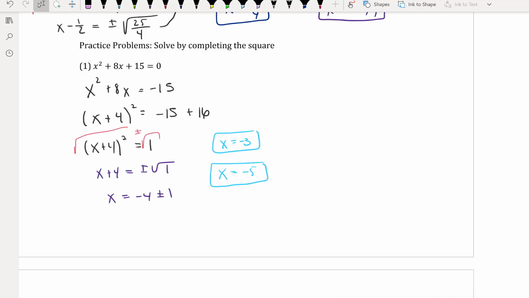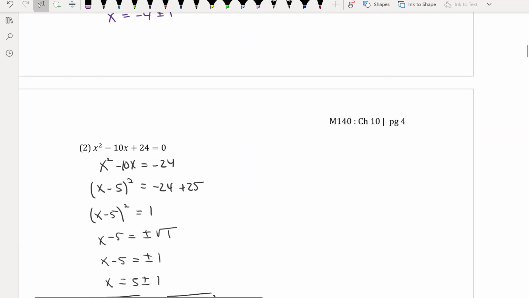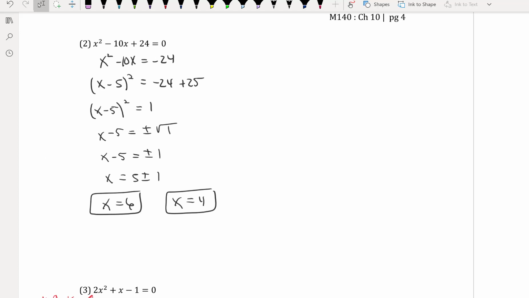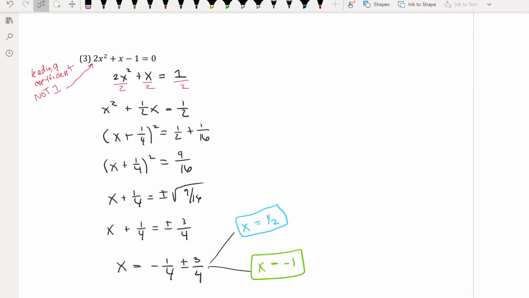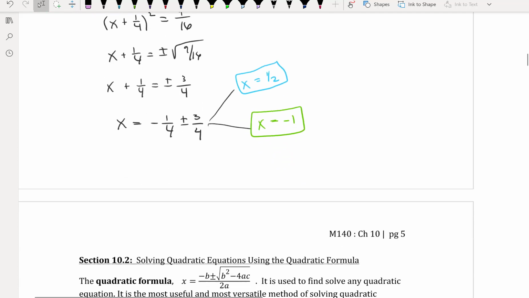Okay, so hopefully you've had enough time to work out these problems. So for the first practice problem, I got x is equal to -3 and x is equal to -5. For the second practice problem, I got x is equal to 6 and x is equal to 4. For number 3, I have that the leading coefficient is not 1. So therefore, I had to divide everything by 2 first. So I'm going to get that x is equal to 1/2 and x is equal to -1.